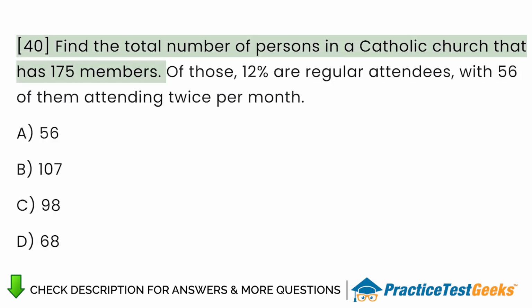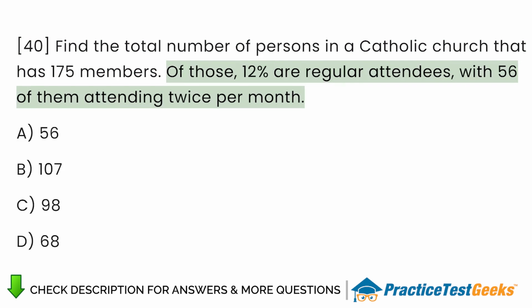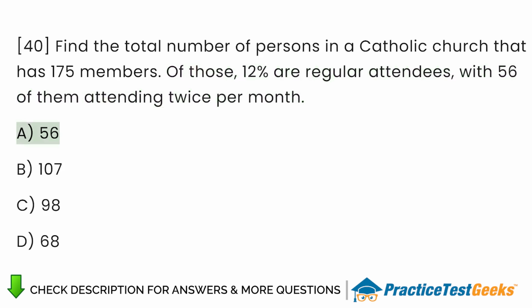Find the total number of persons in a Catholic church that has 175 members. Of those, 12% are regular attendees, with 56 of them attending twice per month. A. 56. B. 107. C. 98. D. 68.